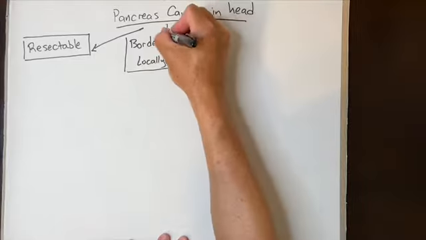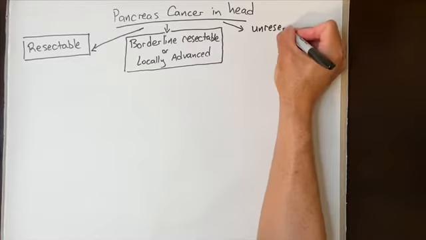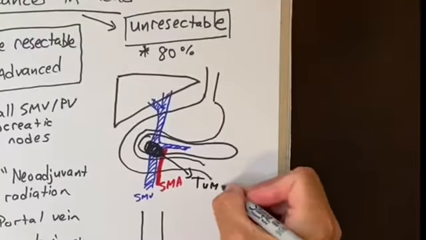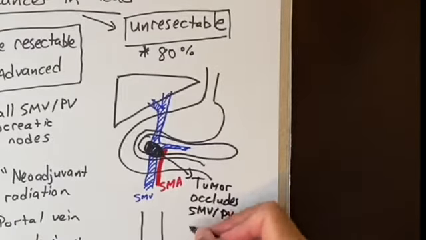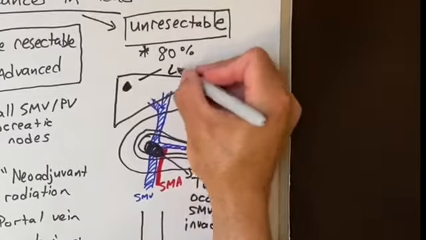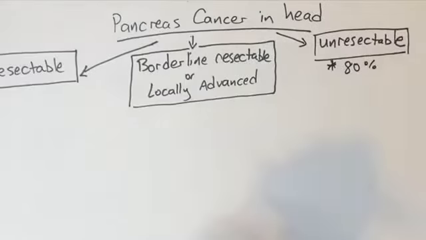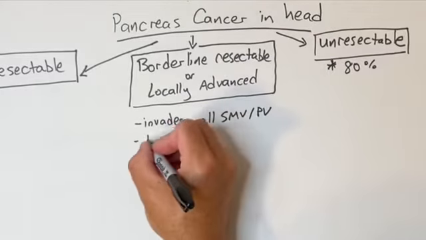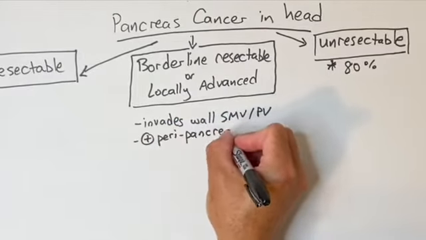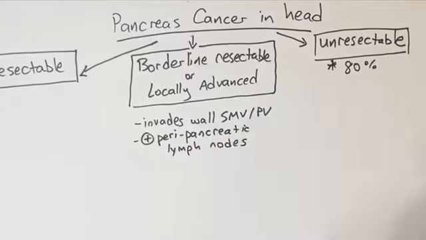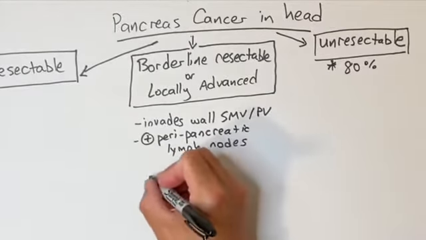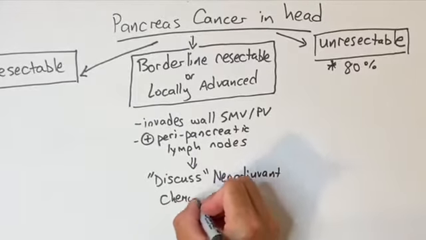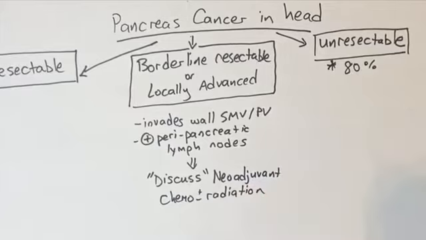80% of pancreas cancers are unresectable at diagnosis. If a tumor invades the SMA, it completely occludes the portal vein, or has metastatic disease, then don't do a Whipple. It is unresectable. If a tumor invades just a portion of the SMV portal vein, or has multiple peripancreatic lymph nodes but no distant metastatic disease on imaging, then this is called locally advanced or borderline resectable. And consider neoadjuvant chemotherapy with or without radiation, although the data on this is still a little bit in evolution.